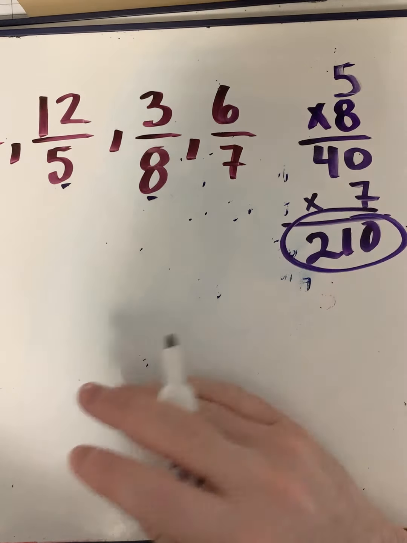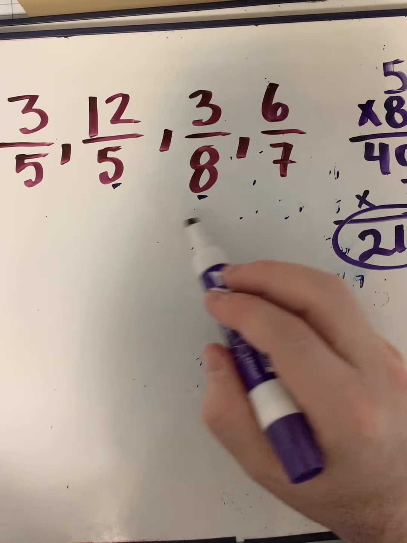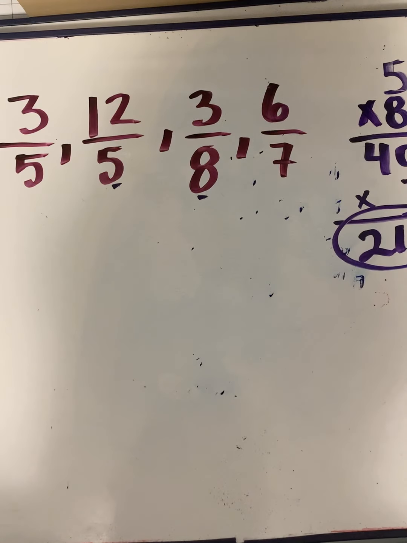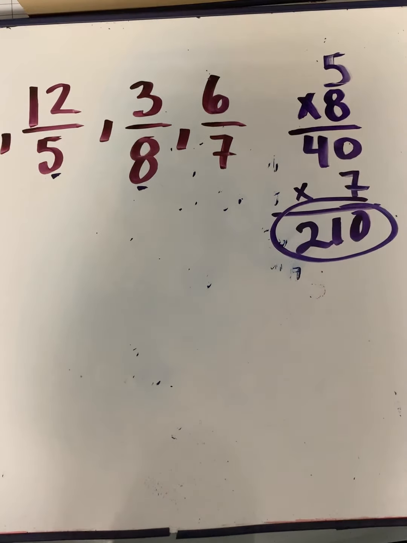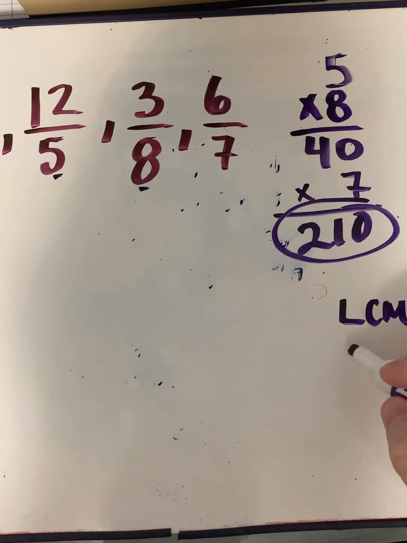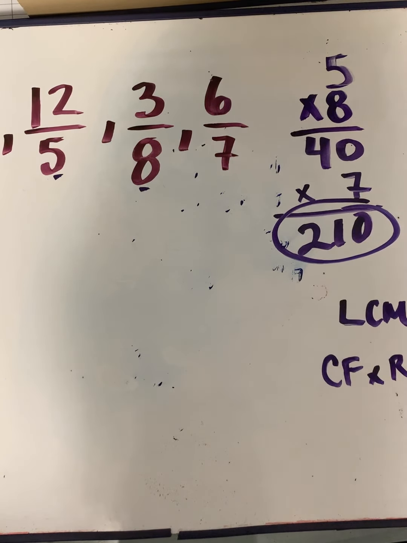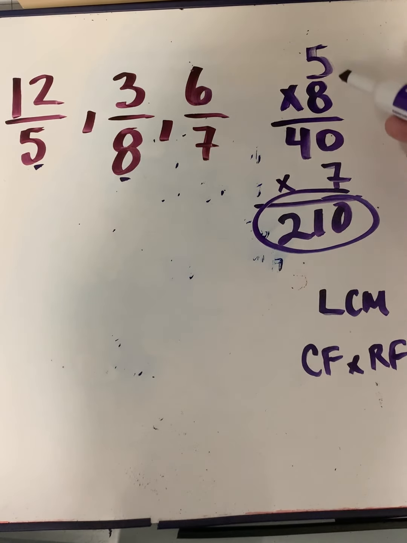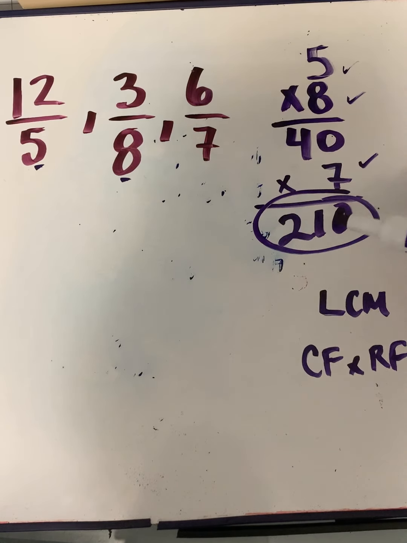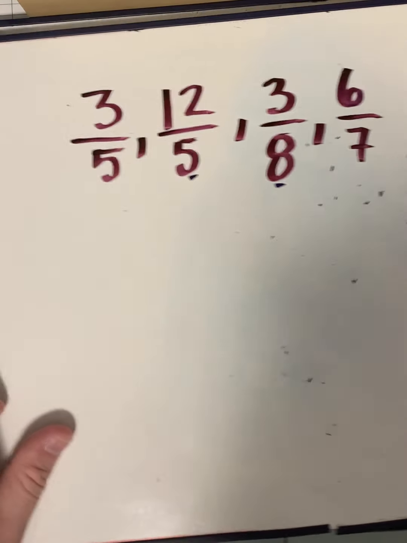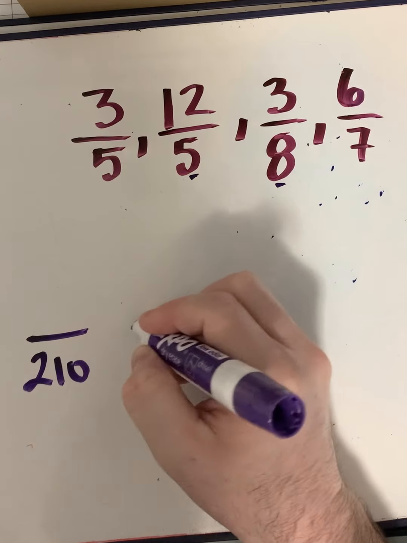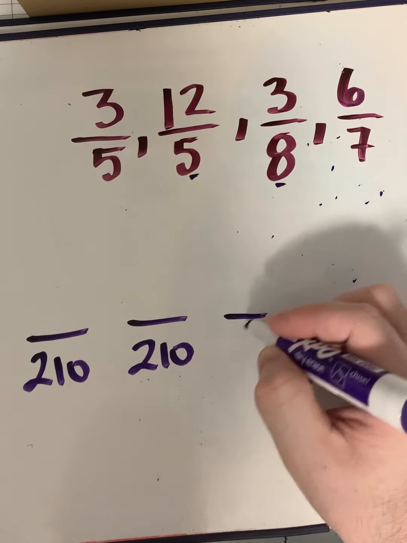This number is the least common multiple of all of these numbers, right? When I'm figuring out LCM, it's the common factors times the remaining factors. Well, the remaining factors are 5, 8, and 7, which is what I did here, right? And 2, 3. So that's the lowest common multiple. So I'm going to now create my new denominators.